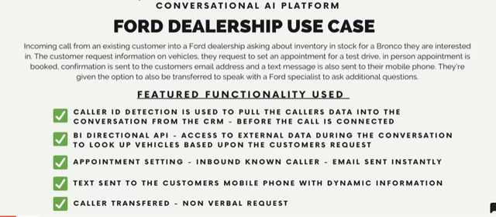So the feature functionality in this use case is the caller ID detection from the person who's called in, goes to the CRM way before the call even connects to the agent, and by that time they're able to pull in crucial information of the person before that ever happens, which then helps direct the conversation during the call. A bidirectional API, there's access of external data that's going back and forth during the conversation, looking at vehicles based on the customer's request, things like that, which you'll hear.